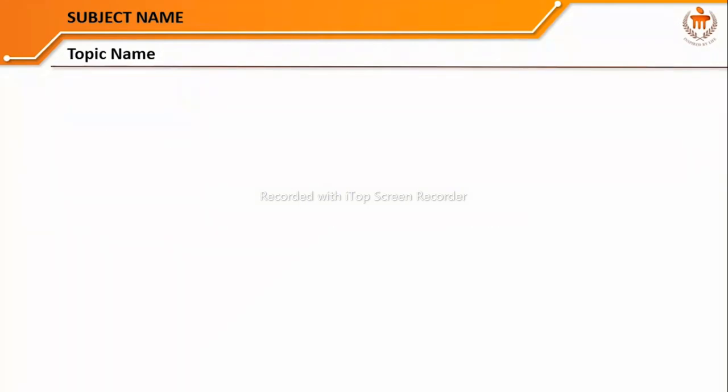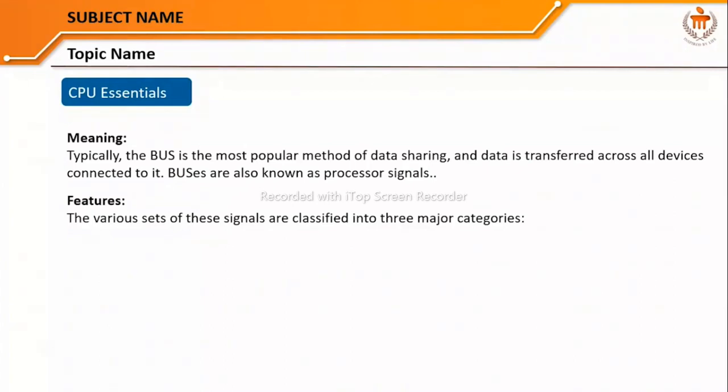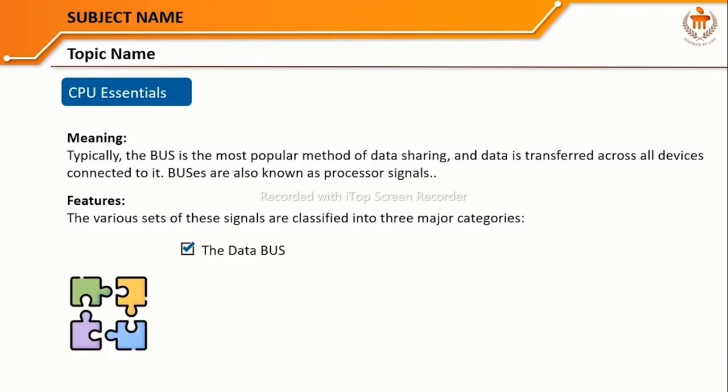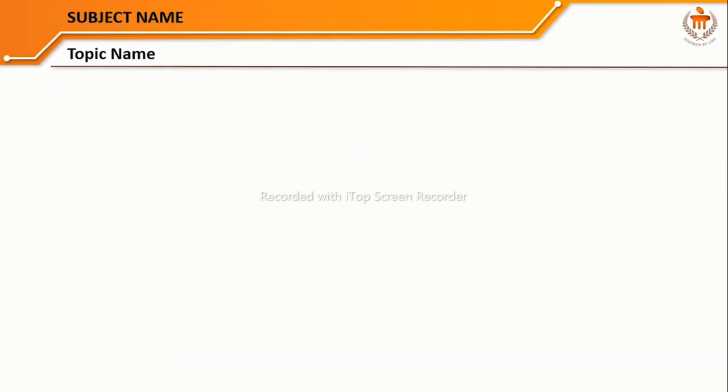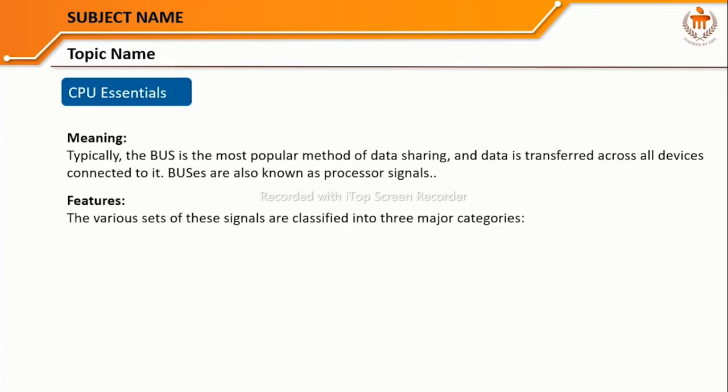So first, what are the CPU essentials? Typically, buses are the most popular method of data sharing, and data is transferred across all the connected devices. Buses are also known as processor signals. The first question that arises in our mind is how the CPU interacts with the different devices. Here, the interaction of the CPU is via the buses. Buses can transfer the signals from all devices. The CPU uses the buses to transfer the signals.